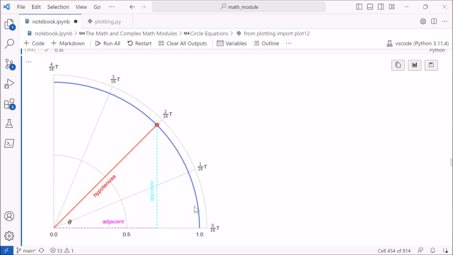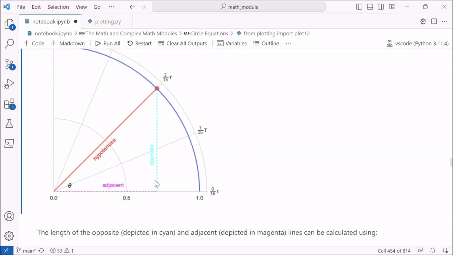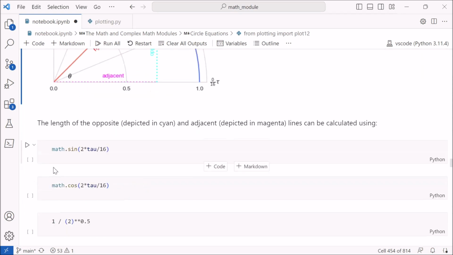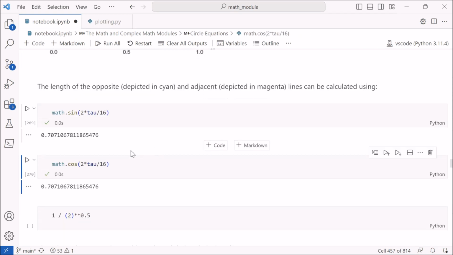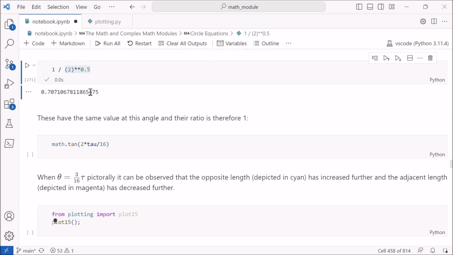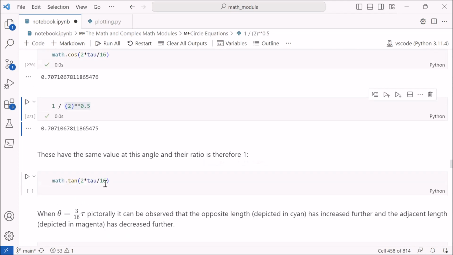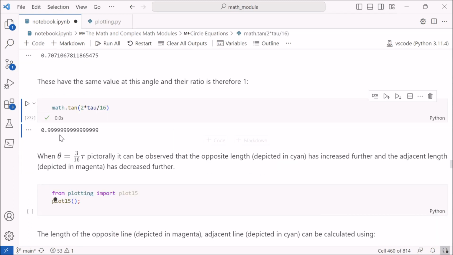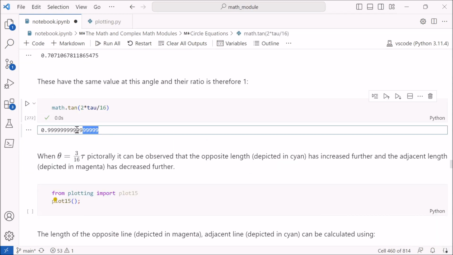And this is due to the symmetry of the circle. So the values of these should be the same. So now the values of these are the same, and it's actually 1 divided by 2 to the power of 0.5. So because these two have the same value, at this angle their ratio should therefore be 1. And we see that this is essentially the case. This is the recursive rounding error of the floating point number.